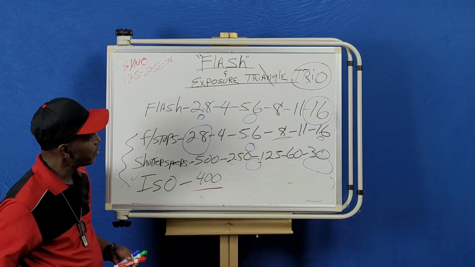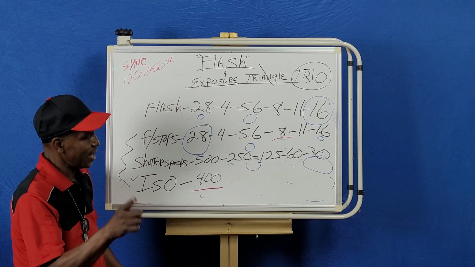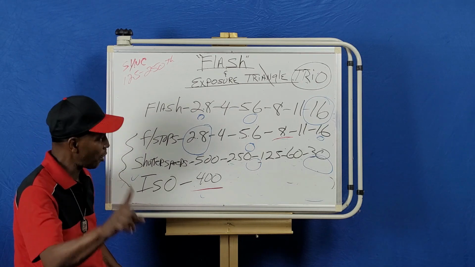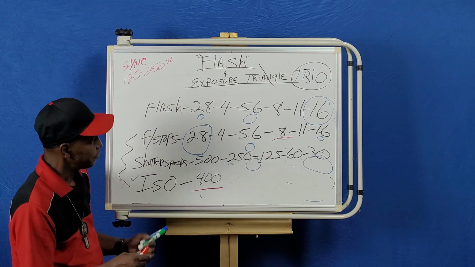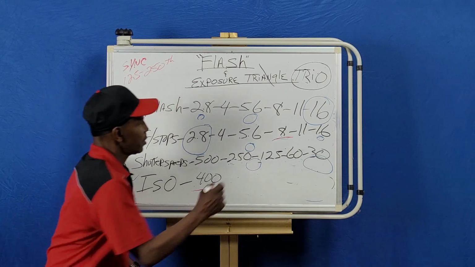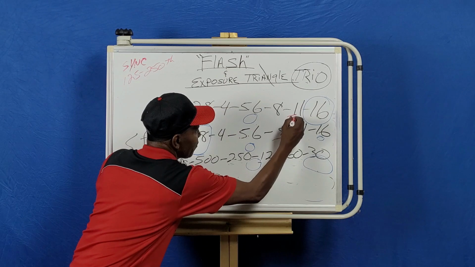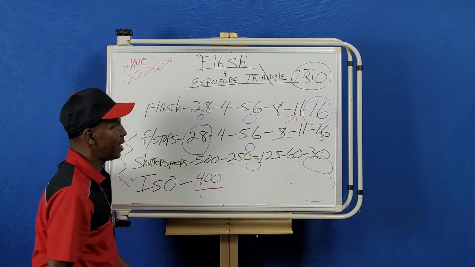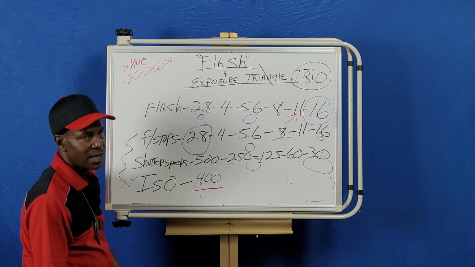And so let's do the exact same scenario. If you wanted your flash to be one stop brighter, where would you go? So you go to F11. Your flash would go to F11. Your camera would be at F8. Your flash would be one stop brighter.